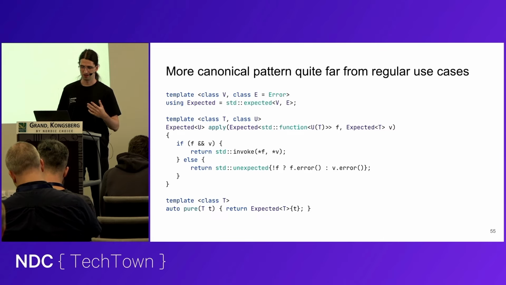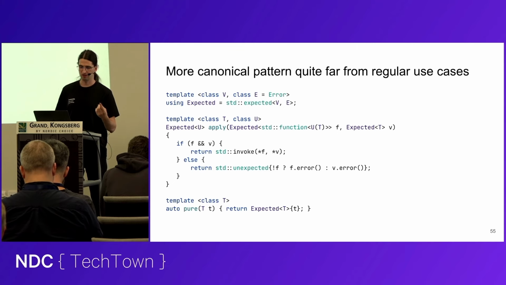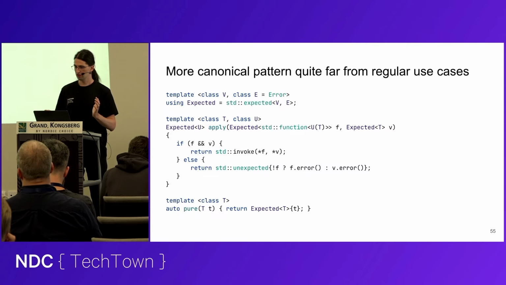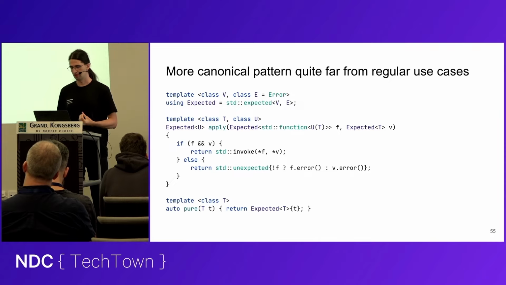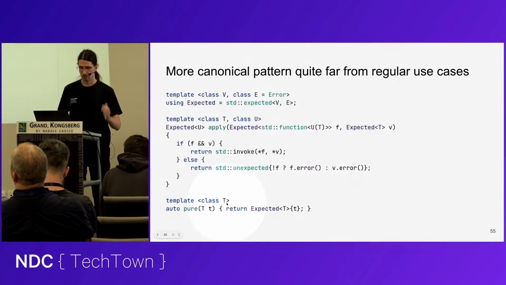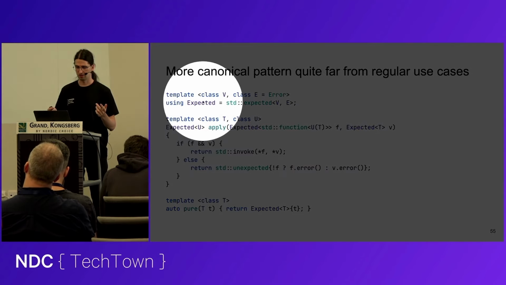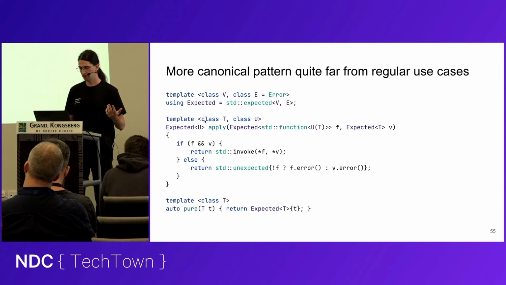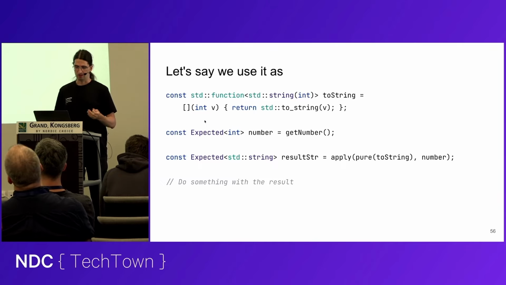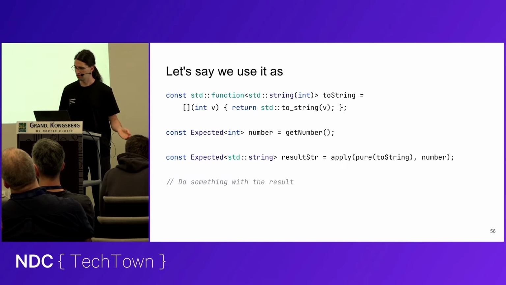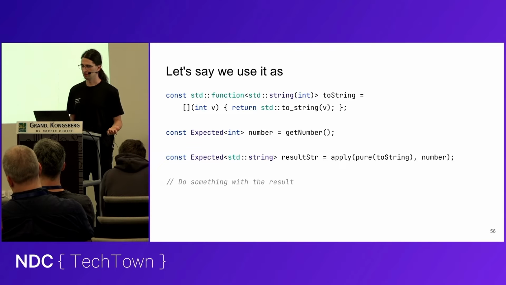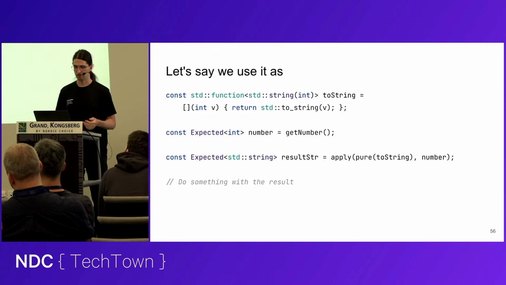So if there is both a valid function and value, you just invoke it. And if something is wrong, you return the error, whether the function is wrong or the value is wrong. And here we have an additional abstraction, pure, that just wraps our object into this particular expected that we defined here. This is a quite canonical pattern. So say we want to use it. We have a function called toString. We want to convert something to string. That's very simple.